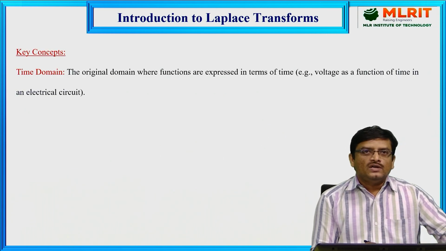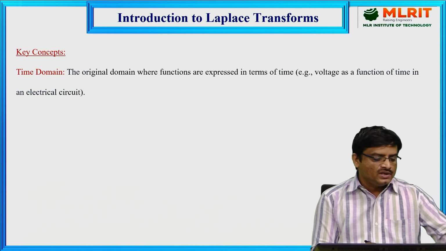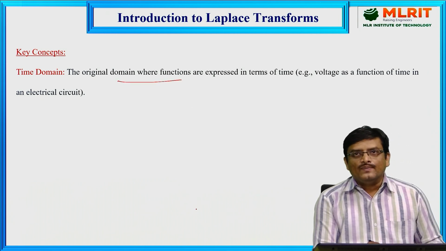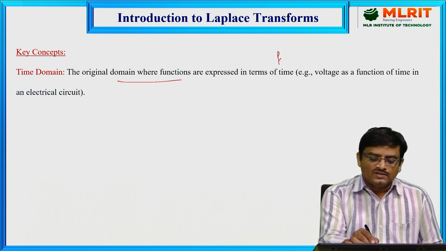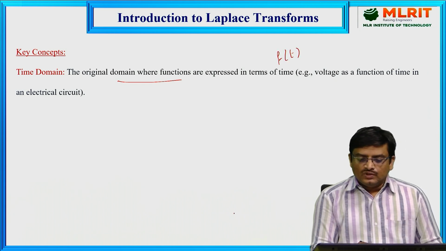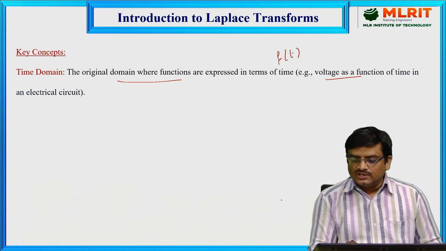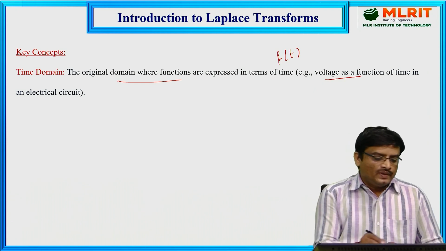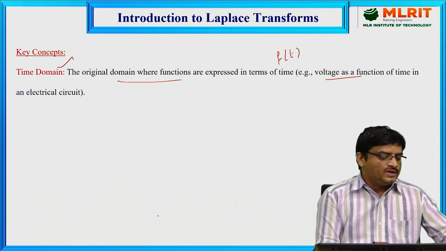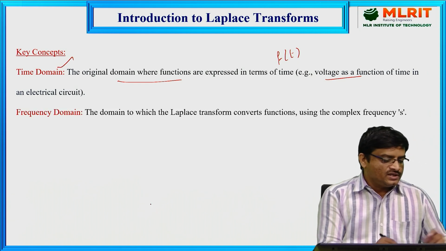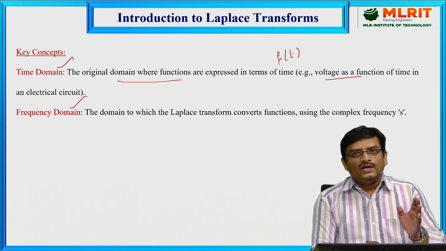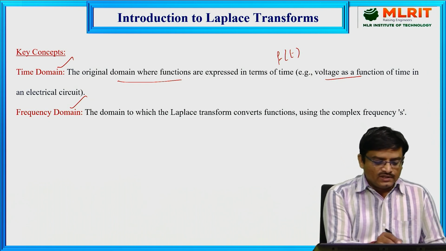So now key concepts here. Time domain, already we said that: the original domain where the functions are expressed in terms of time. So this is our time domain. That's why we have taken the function as f of t. For example, voltage as a function of time in electrical circuits. So the time domain is the key concept here, and here we can consider the frequency domain, that is after converting this f of t into f bar of s, that is a frequency.